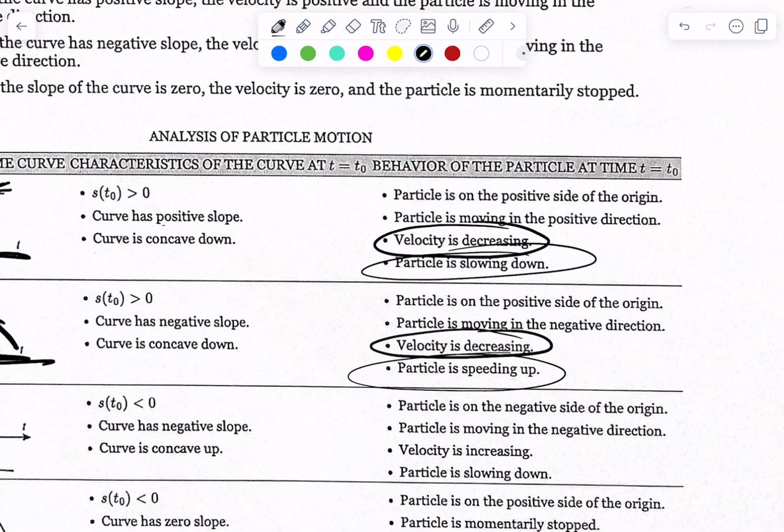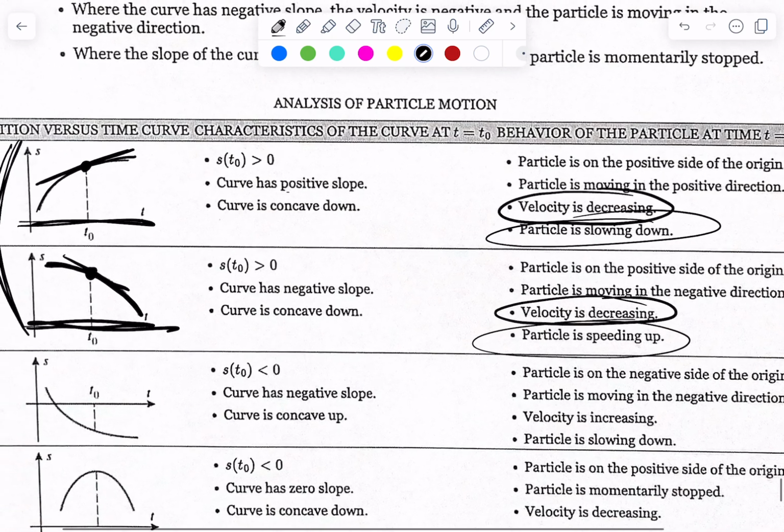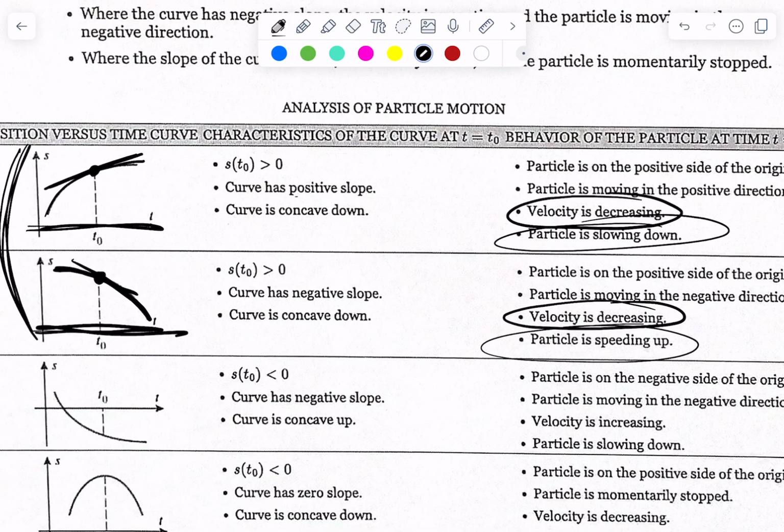Particle is moving in the negative direction. Particle is moving in the positive direction. Velocity is decreasing. The particle is slowing down. Velocity is decreasing. The particle is speeding up. Both are concave down, so both are decreasing. Velocity is decreasing. And is it because the slope is positive that it's slowing down?